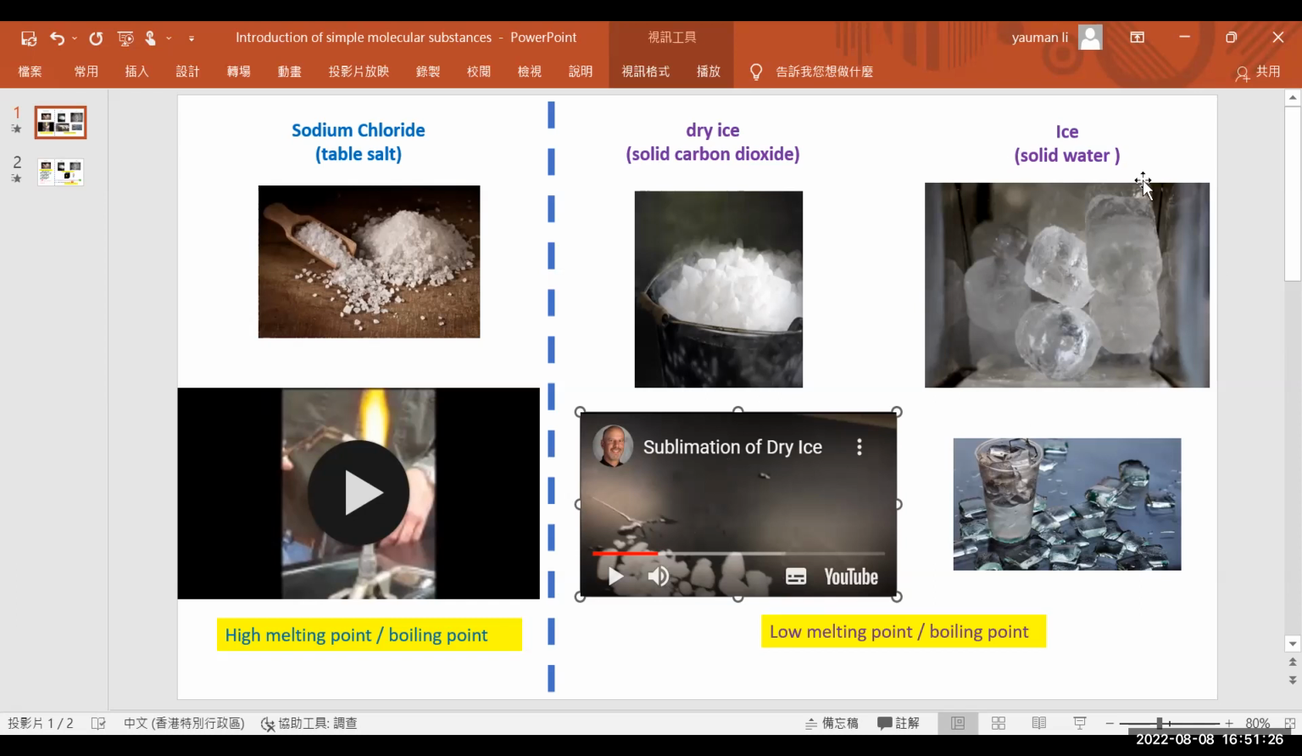And on the right, you can see ice, which is the solid form of water. From our daily experience, we know that ice does not require strong heating to melt. You just put it in the air and it will melt spontaneously. So that's why we can say dry ice and water, that means carbon dioxide and H2O, have low melting point and boiling point.